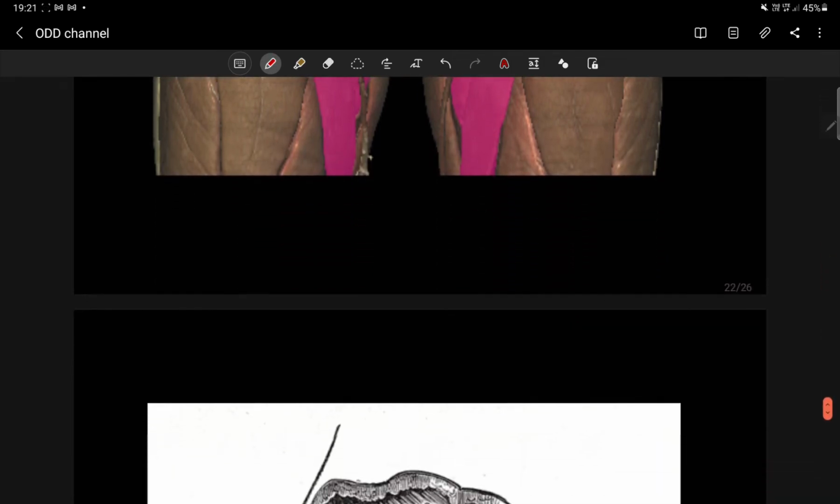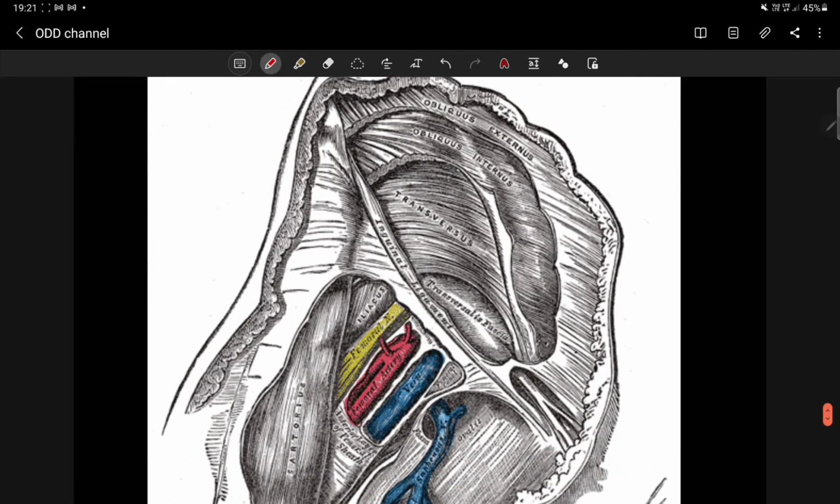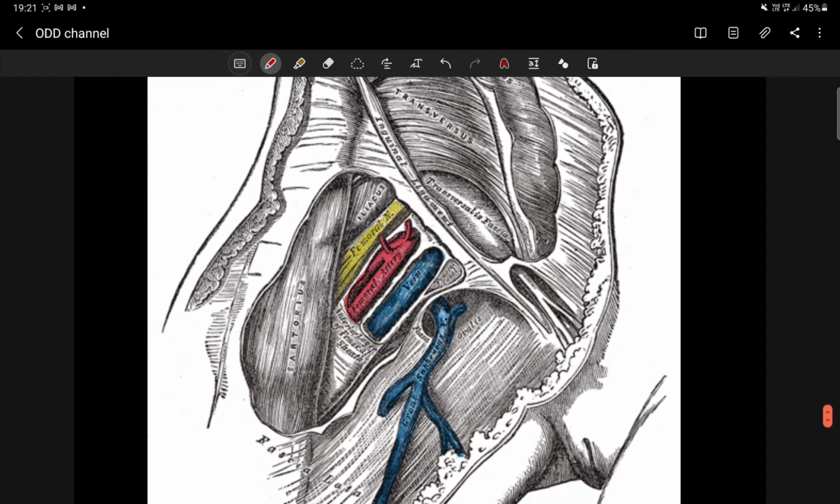Now, what are the contents? The contents of the femoral triangle are: most laterally we have the femoral nerve. Then it has three compartments. The most lateral one contains the femoral artery, and the middle compartment contains the femoral vein, and the most medial compartment is itself known as the femoral canal. It only contains the efferent lymphatics.